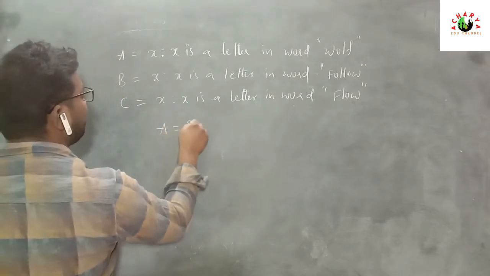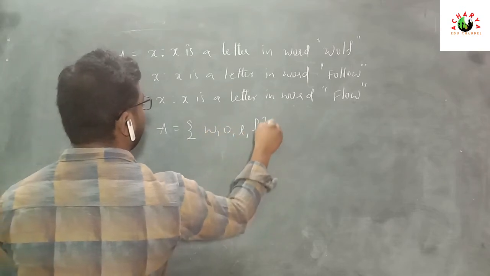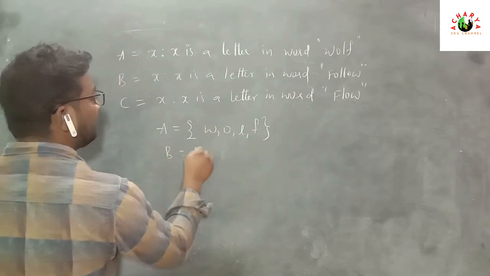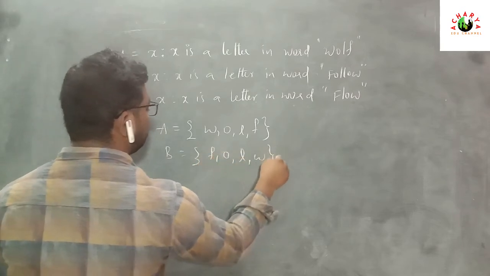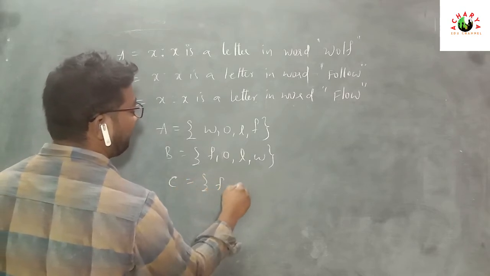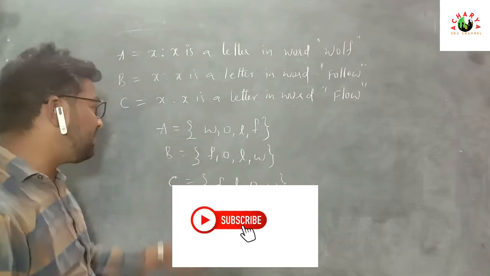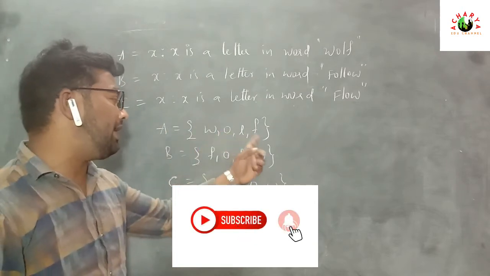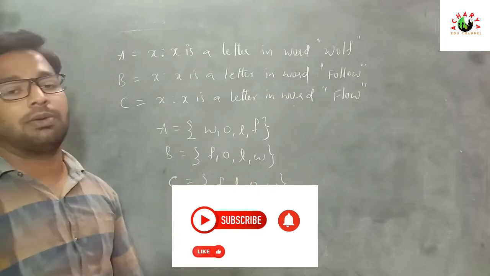We have to write the elements of set A: W, O, L, F. B: F, O, L, W. C: F, L, O, W. Once you check it, the elements of A are W, O, L, F; B is F, O, L, W; C is F, L, O, W.